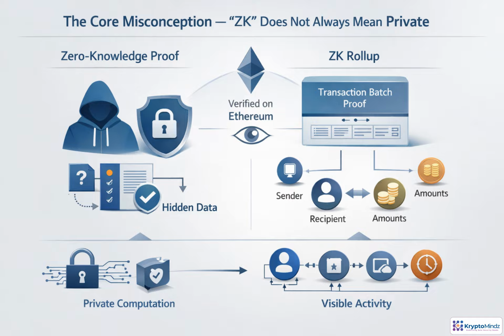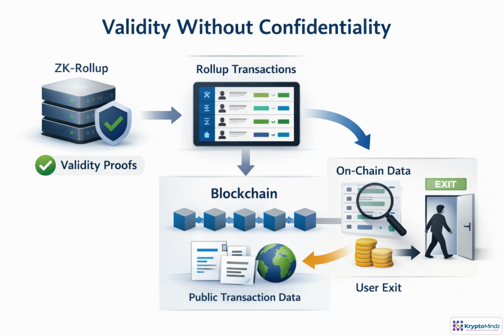This distinction matters because rollups often publish transaction data for data availability. That public data lets users rebuild the rollup state and exit if an operator fails. The proof shows that the state transition followed the rules, but the published data may still expose activity. Validity, scalability, and confidentiality are separate design choices.